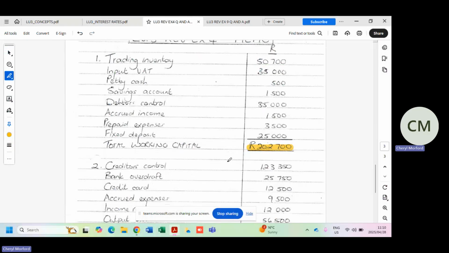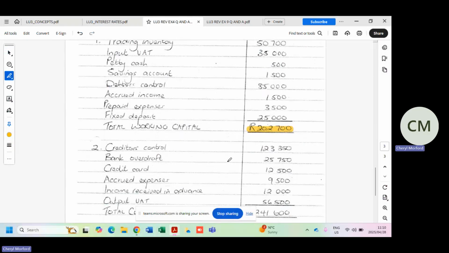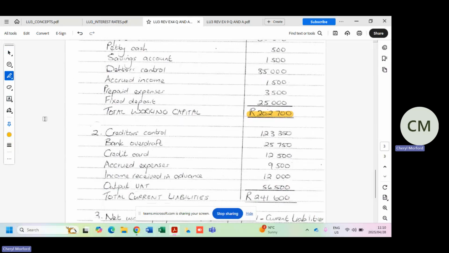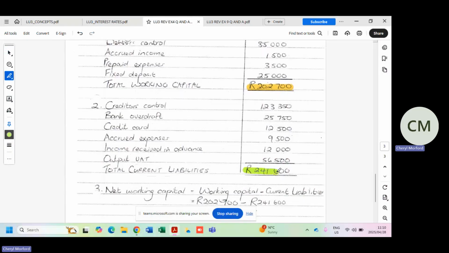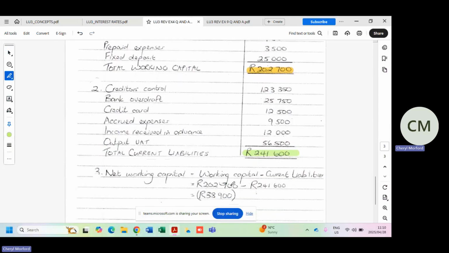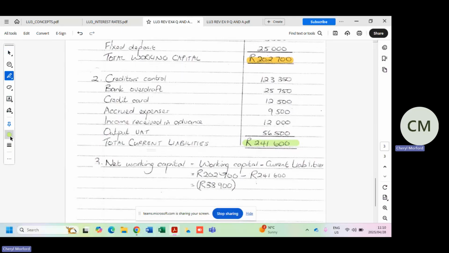There. So our total assets or our working capital, 202,700. Then we do the same, all those things that I identified as current liabilities. We are going to add all of those together, and that comes to 241,600. Then, final step, the difference between them, net working capital. So we're going to subtract the 241 from the 202, and look at this. We land up with a negative number.